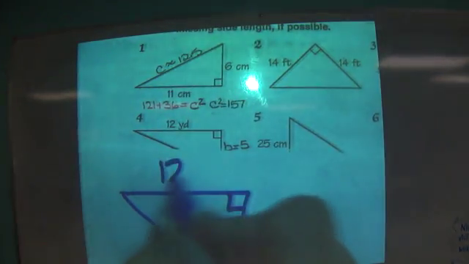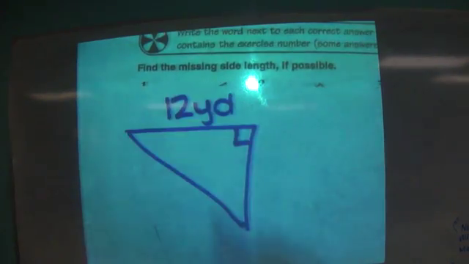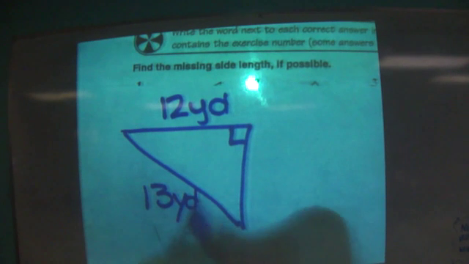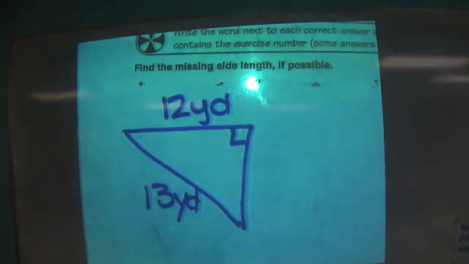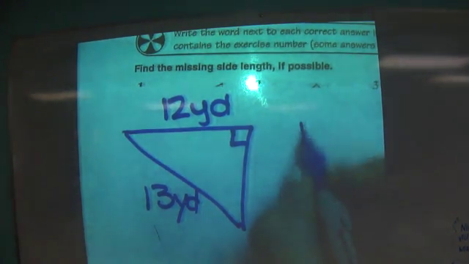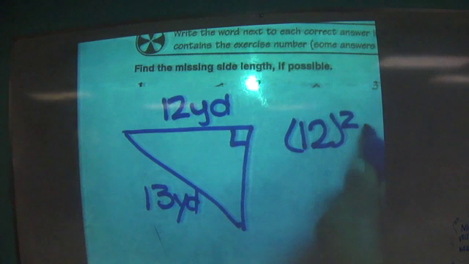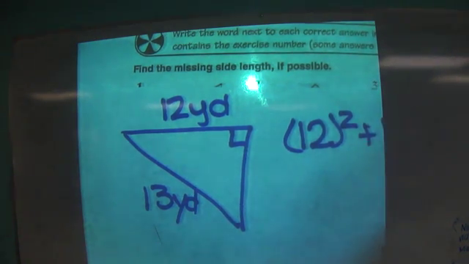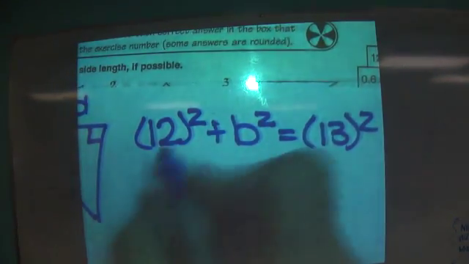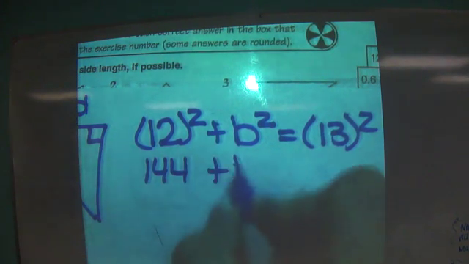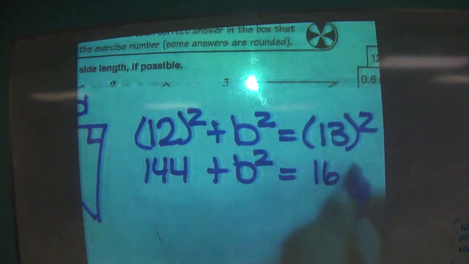Look at number 4. Number 4, they give us a right triangle. They tell us that this is 12 yards and this is 13 yards. What side is missing? The B side. It could be the A side, but I always make it the B side. If I'm missing a leg, I'm always missing the B side. So we have A squared plus B squared equals C squared. All right? So 144 plus B squared equals 169.